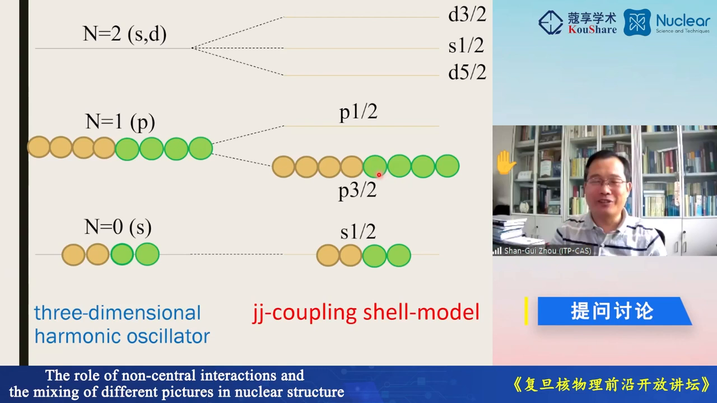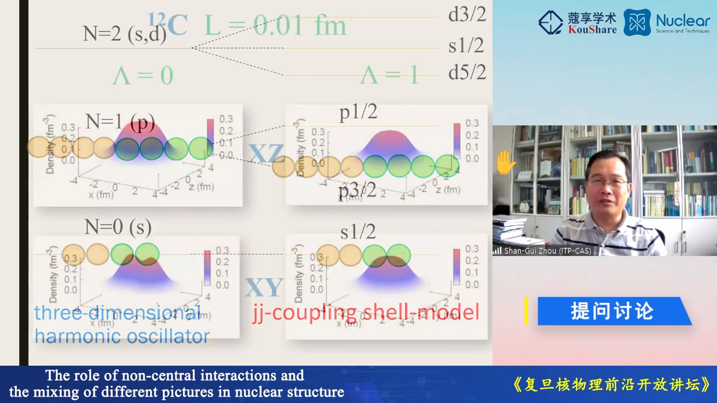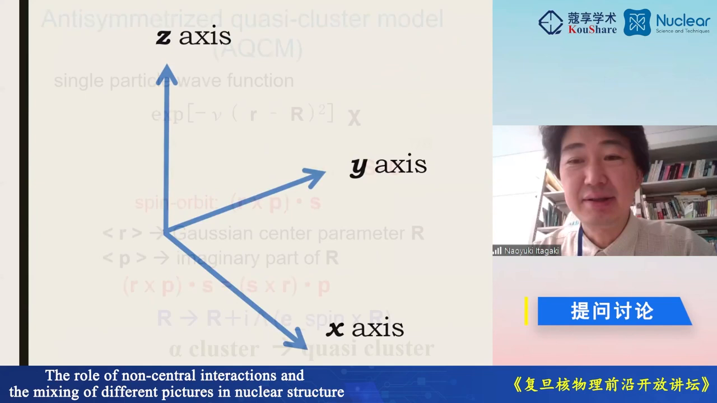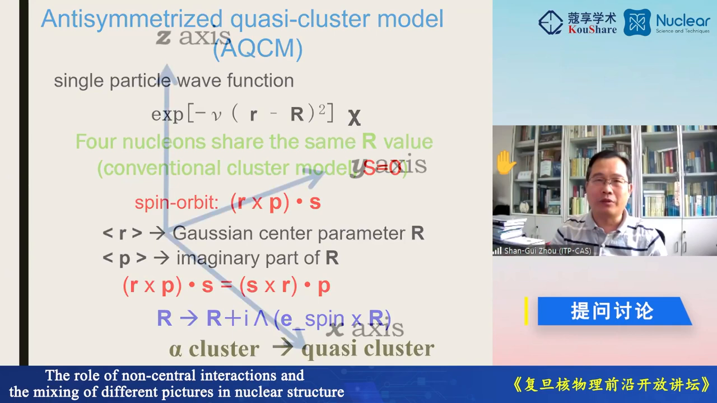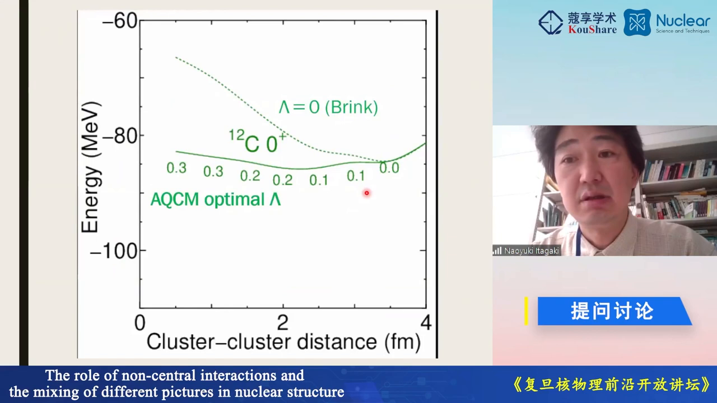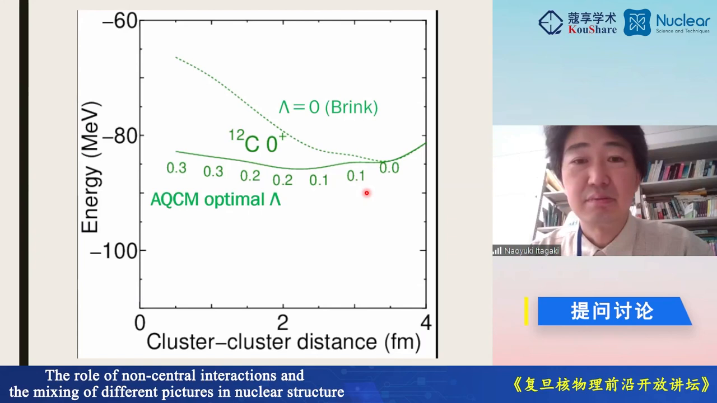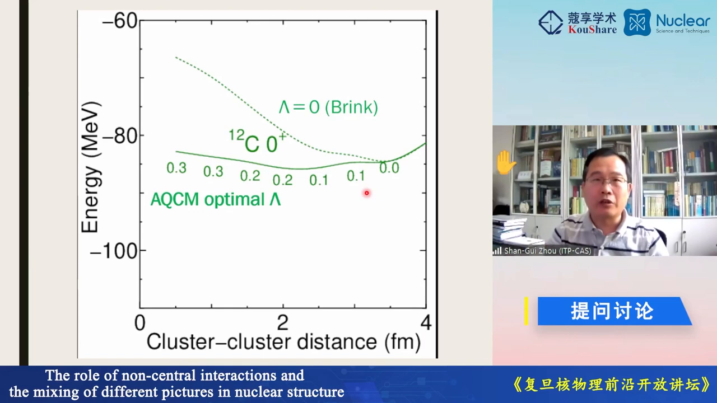I have a question also related to this parameter lambda. This is the crucial part in your model. It seems that you use this lambda as a free parameter, and you change this lambda looking for some energy minimum. For carbon 12, from this curve, you can see that it seems that this curve is very flat. This is for carbon 12, and you also have calculated for boron 11. Do you use the same parameter?